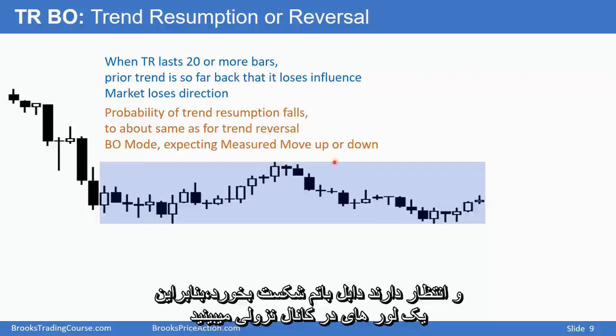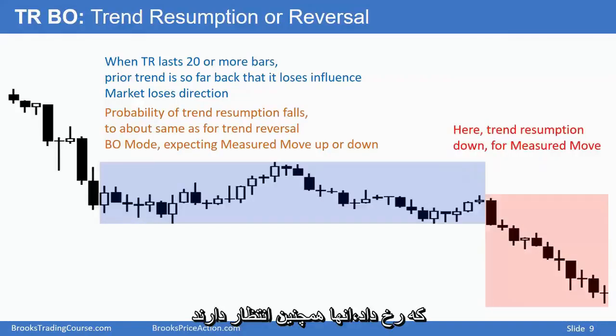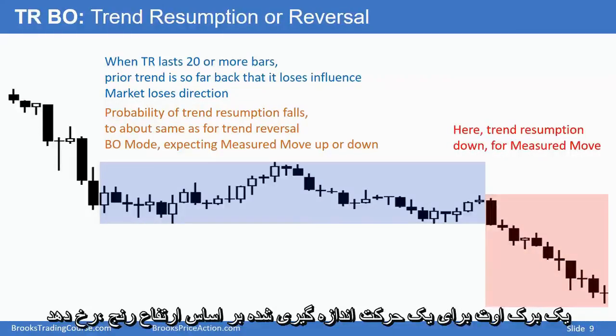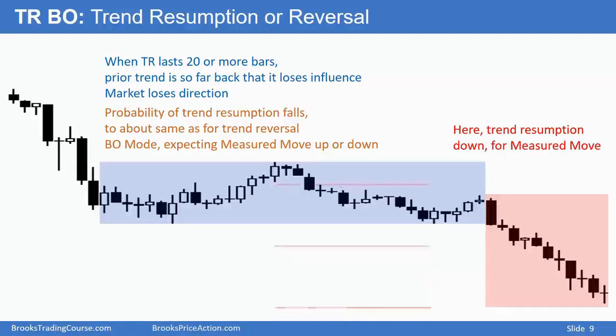So they see a lower high in a bear channel, another lower high, and they're expecting the downside breakout, which they got. And they're also expecting the breakout to go about a measured move based upon the height of the range. So here's the height of the range. Measured move down is around there. There's the measured move.